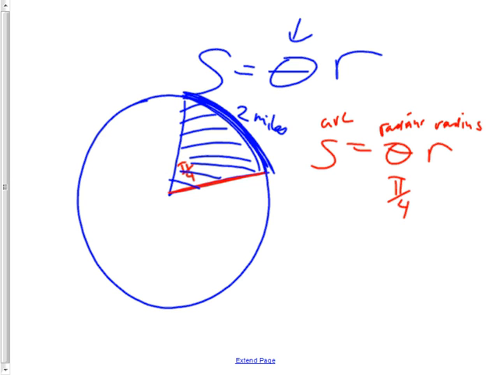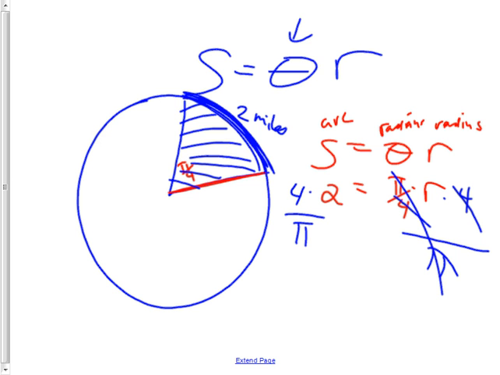And arc we knew, 2 miles. 2 equals pi over 4 times r. And then all you have to do is get the r alone. One step is the best. You could multiply by 4 over pi. But second best, use that rule we've always said, clear your fractions. It's times by 4 on both sides, and then divide by pi. It's going to have the same effect. Final answer, 8 over pi.